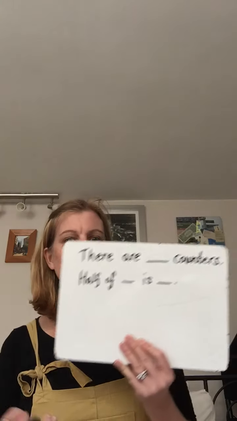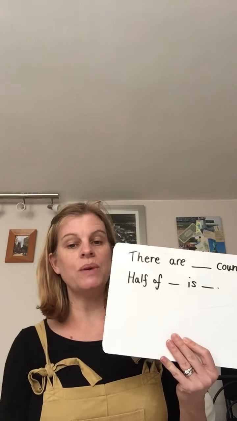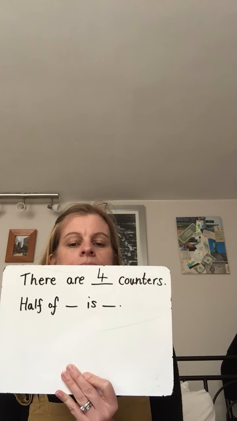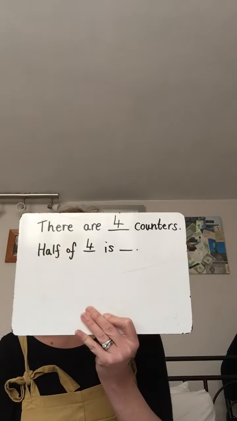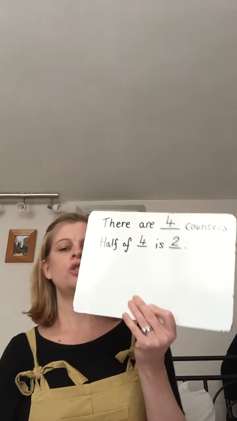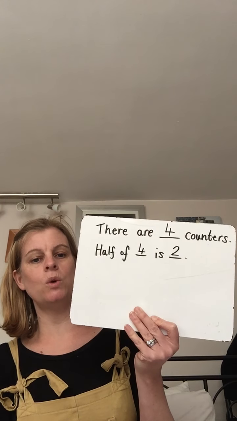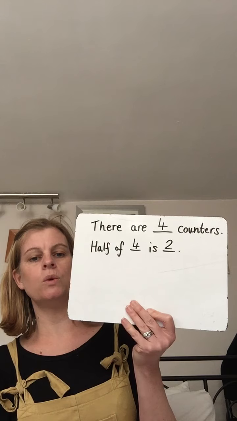So let's think about the one we've just done. How many counters did we have? 4. There are 4 counters. Half of 4 is 2. There are 4 counters. Half of 4 is 2. Let's do another one. I'm going to rub those numbers out and I'm going to give you another number to have a go at halving.